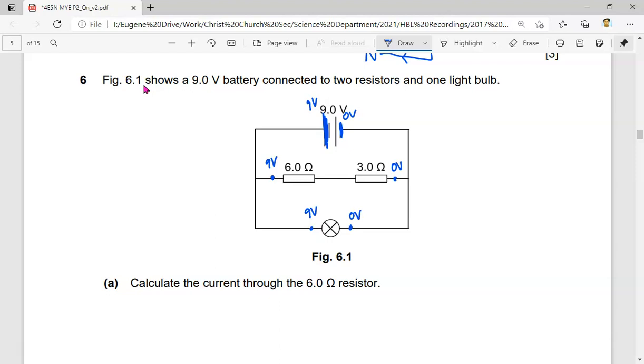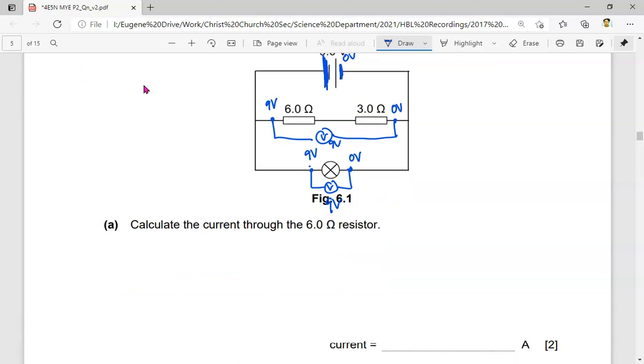Why is it important to establish this? Because if I know this is 9 volts and this is 0 volts, and I put a voltmeter here, the potential difference is actually 9 volts. Same thing, if I put a voltmeter like this, the potential difference is 9 volts. Once I know this, they ask me to calculate the current through the 6 ohm resistor.